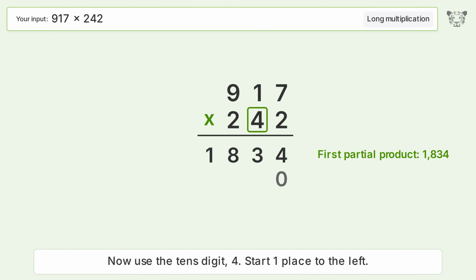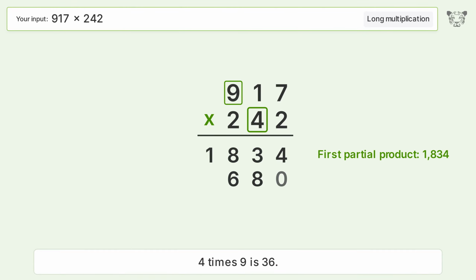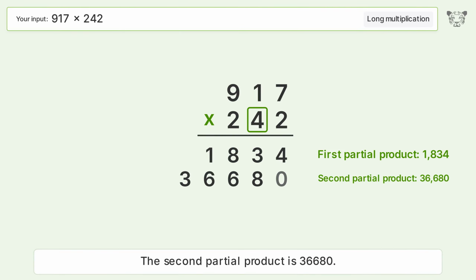Now use the tens digit, 4. Start one place to the left. 4 times 7 is 28. Put 8 in this column and carry 2. 4 times 1 plus the carried 2 is 6. 4 times 9 is 36. The second partial product is 36,680.